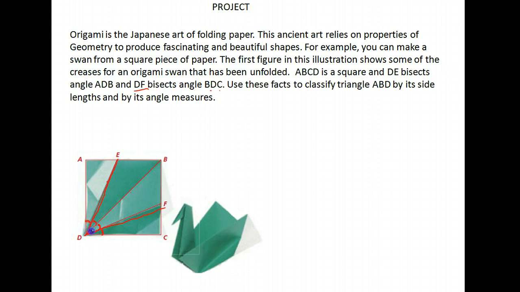Okay. Now notice if this is a diagonal, it's cutting this right angle in half. So we end up with 4 equal angles here at this vertex. Use these facts to classify triangle ABD by side lengths and by angle measures. So let's take a look at where that triangle is located. There's triangle ABD.